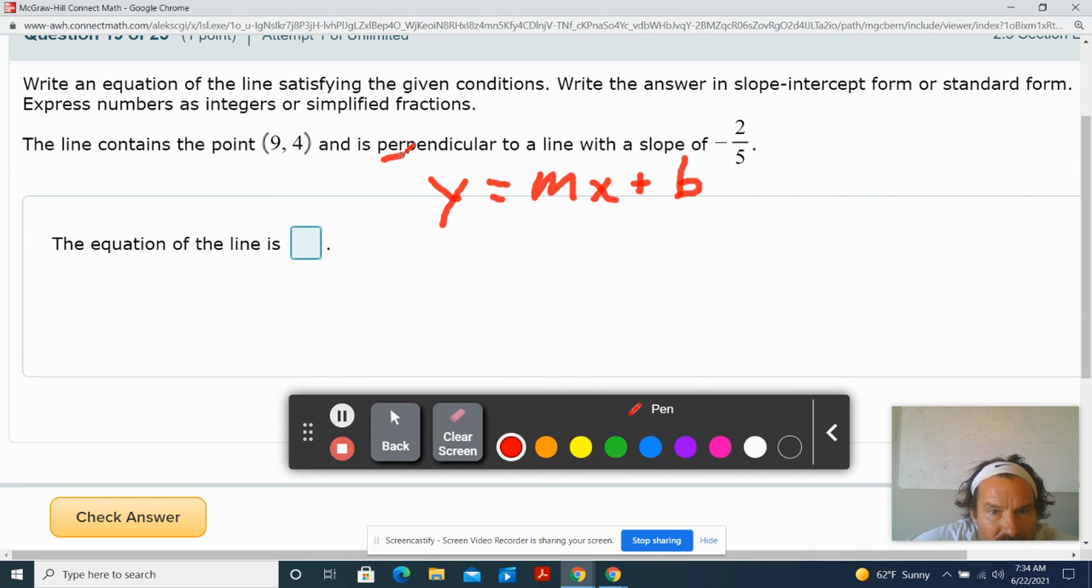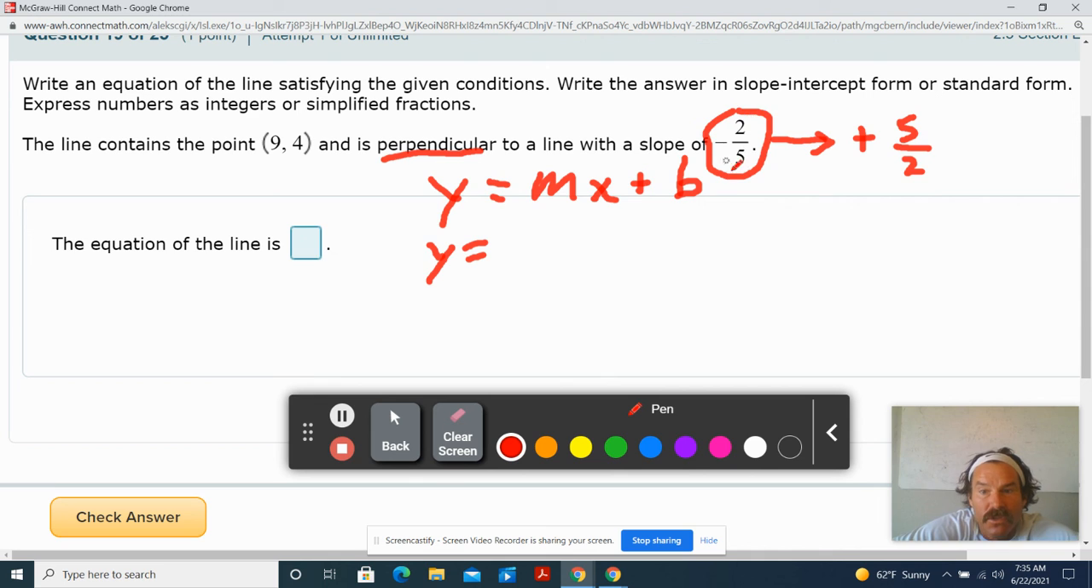It's got to be perpendicular to a line that has slope of negative 2/5. So remember, perpendicular lines are opposite reciprocal. So the opposite of a negative is a positive. And if you flip-flop this, the 5 goes on top and the 2 goes in the bottom. So that's your slope. Your slope is 5 over 2. It says perpendicular. Okay, if it said parallel, then we'd use this exact slope. But it's 5 over 2 because it's perpendicular.